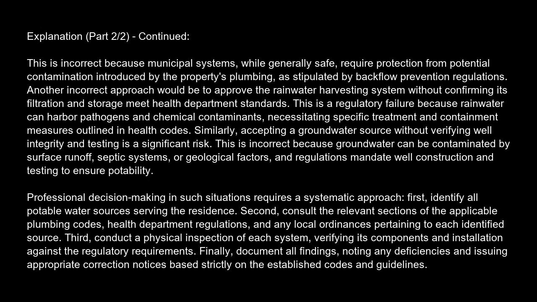Professional decision-making in such situations requires a systematic approach. First, identify all potable water sources serving the residents. Second, consult the relevant sections of the applicable plumbing codes, health department regulations, and any local ordinances pertaining to each identified source. Third, conduct a physical inspection of each system, verifying its components and installation against the regulatory requirements. Finally, document all findings, noting any deficiencies and issuing appropriate correction notices based strictly on the established codes and guidelines.